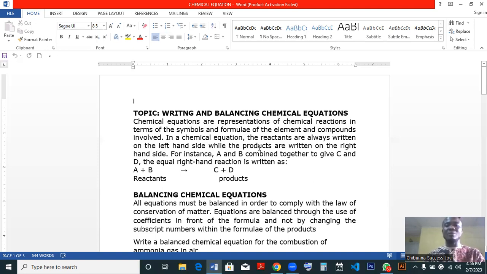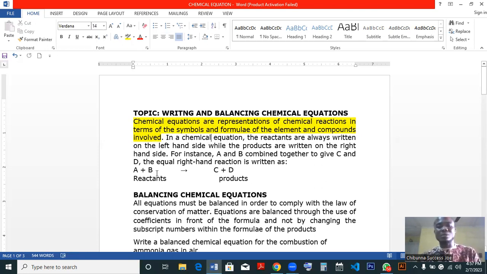So like I said, the chemical equation is a representation of a chemical reaction in terms of the symbols of elements and the formulas of compounds involved, as we have seen in this definition. Okay, let me highlight it. So that being said, in a chemical equation, the reactants are always written on the left-hand side and the products on the right-hand side.